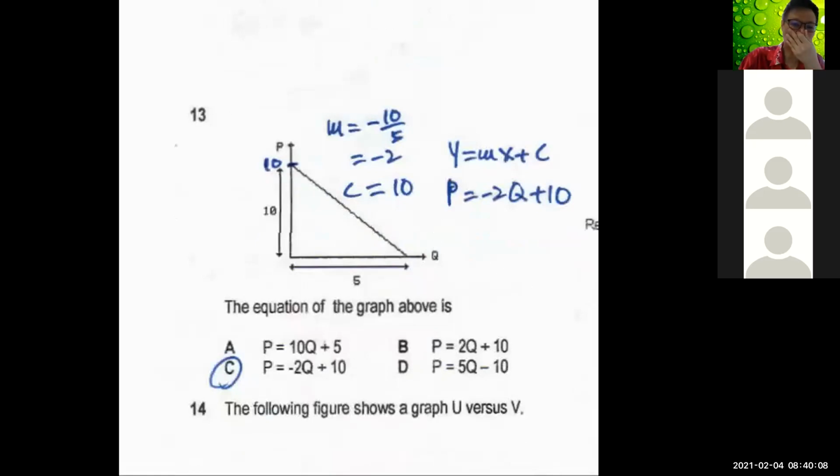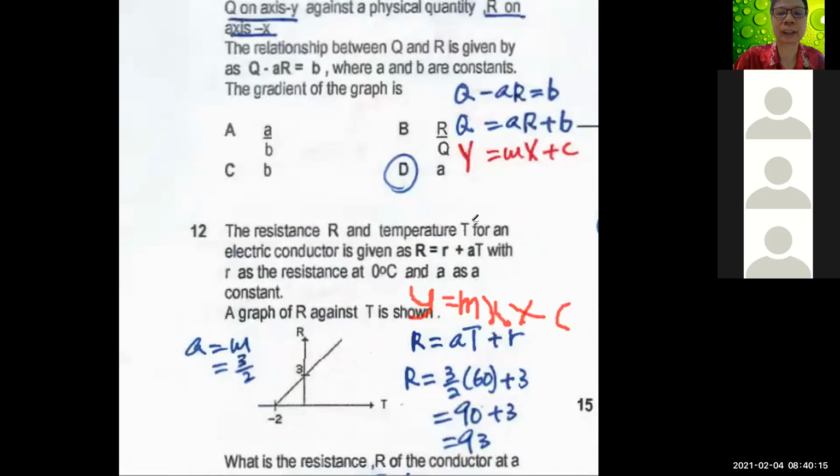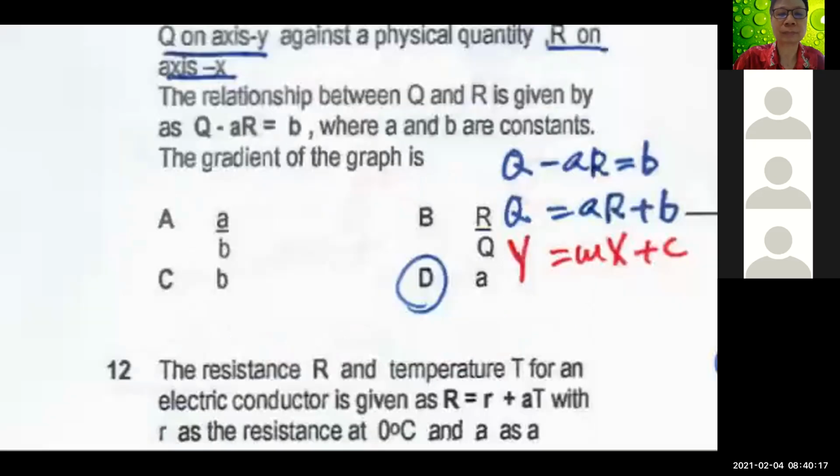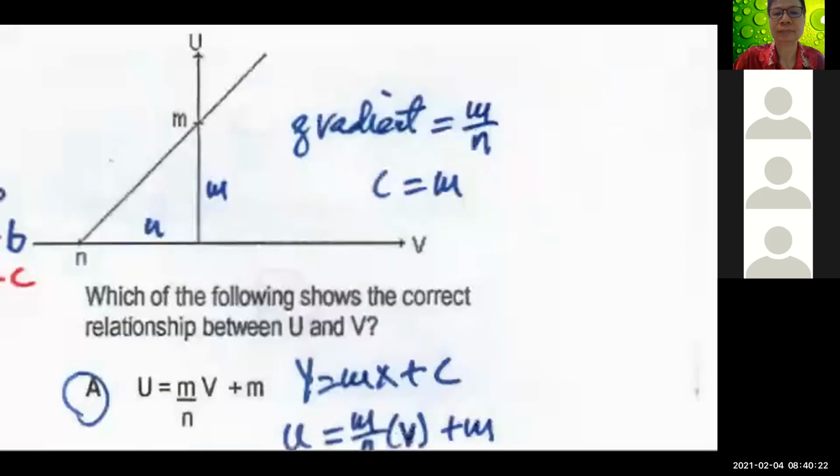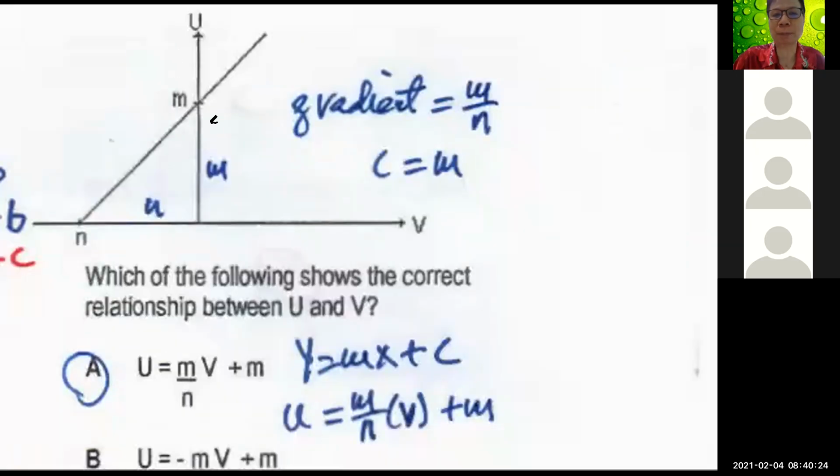The following figure shows the graph of U versus V. So that's how you get the answer. From here, find the gradient. The gradient is positive, so it's M. The length here is M. Here is N. Gradient is M divided by N. And the y-intercept is here. The line cuts the y-axis at M. So y-intercept C is M.